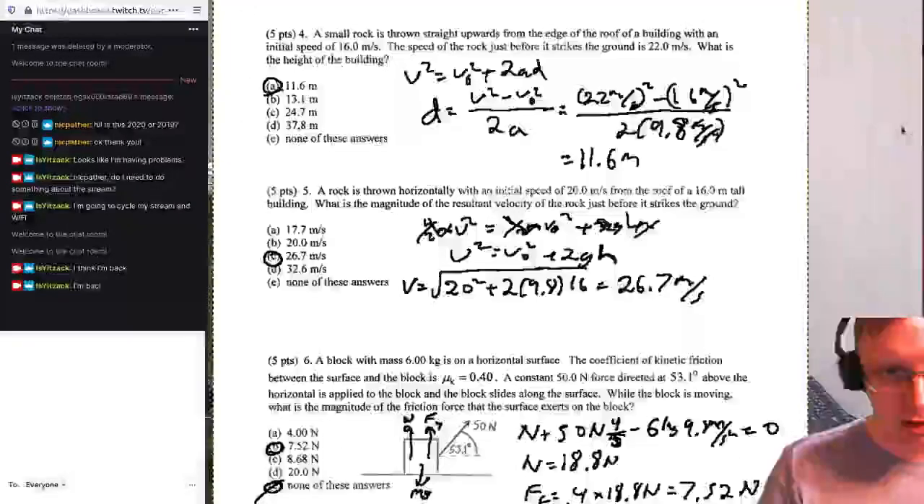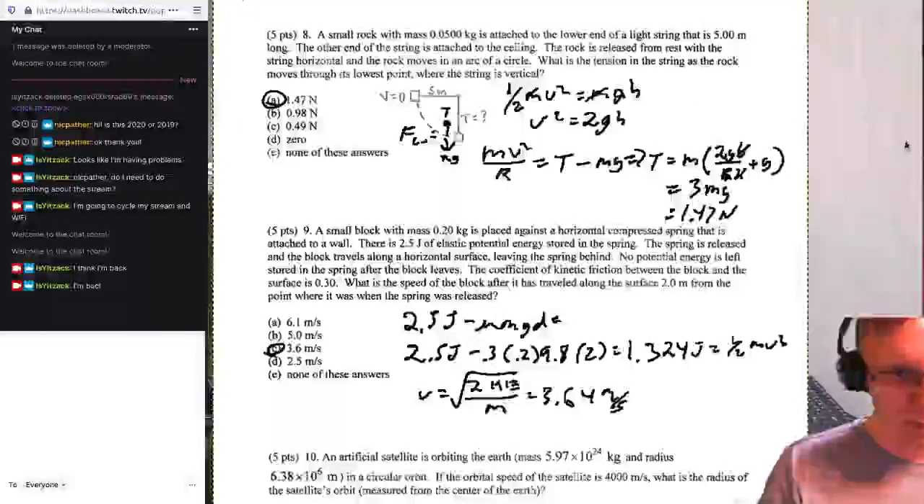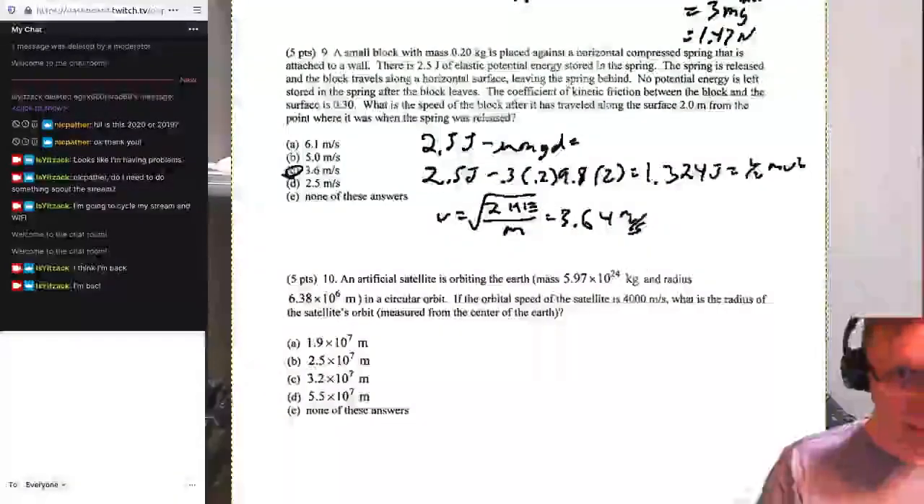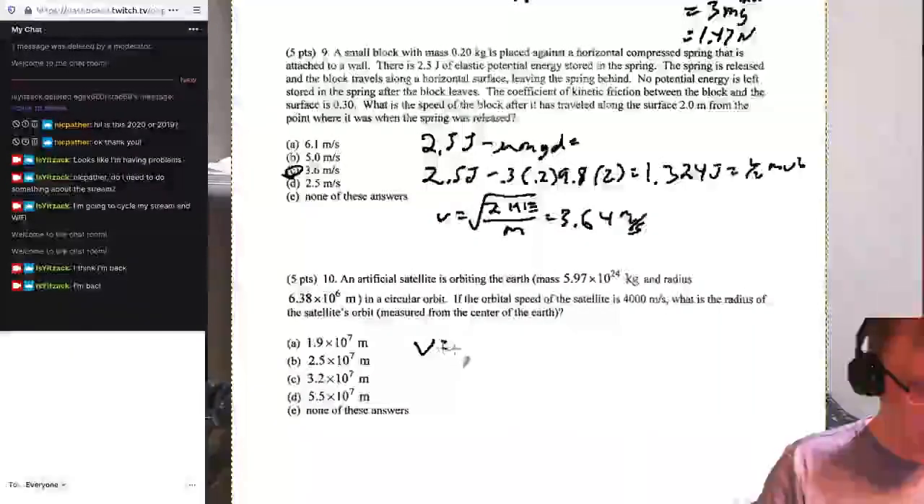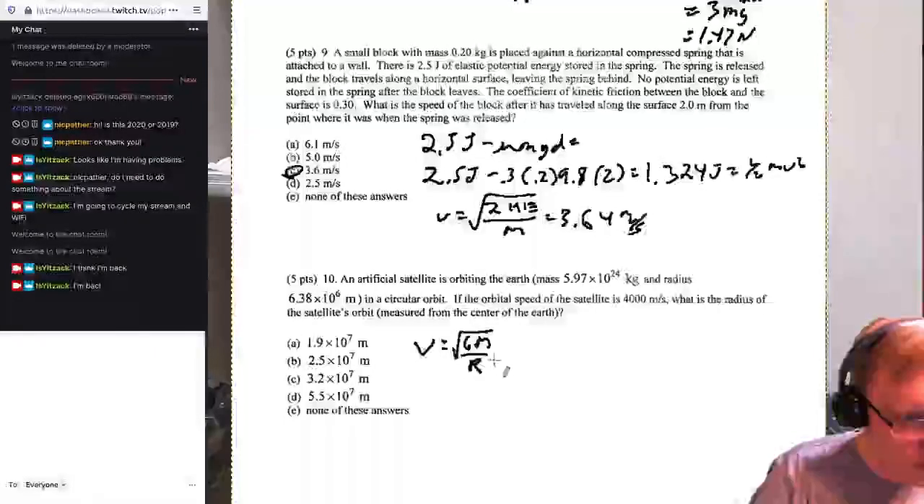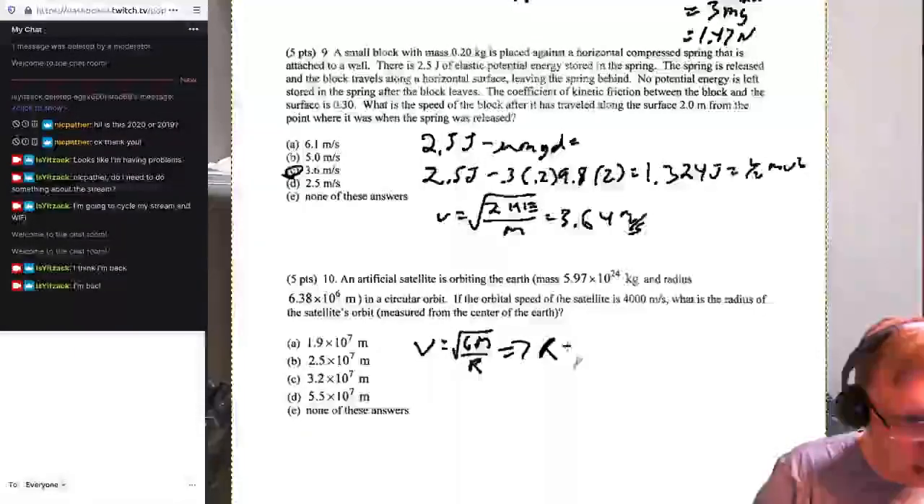Where is... Nope, not that one. This one. V is equal to the square root of GM on r. Okay, so we make it go back the other direction. So we need to square both sides and then solve for r? Yes. So we get v squared and then we trade. So r is equal to GM on v squared.